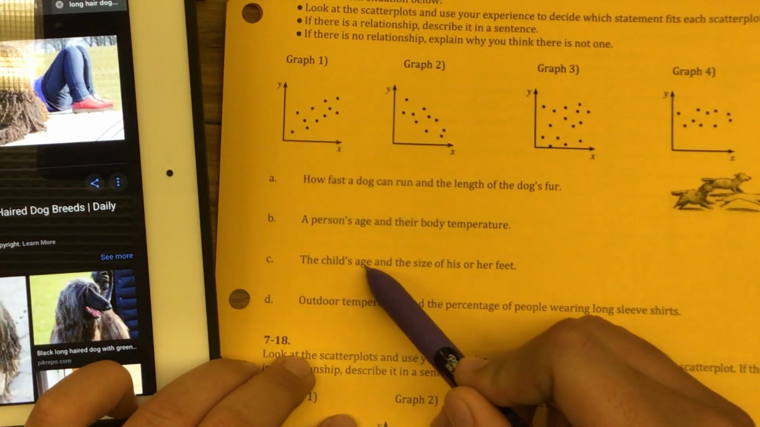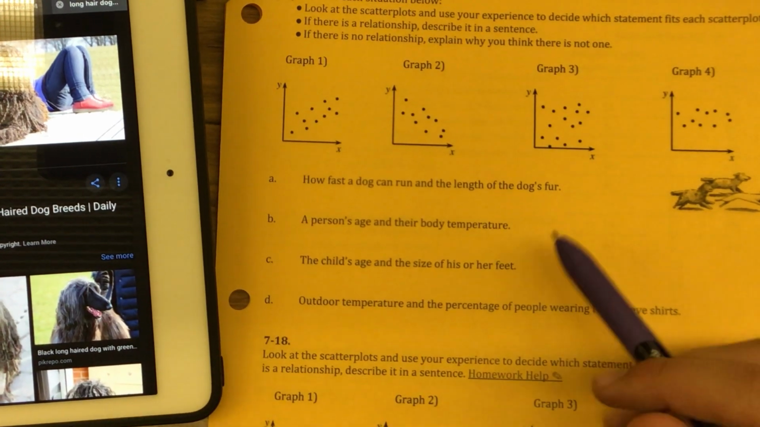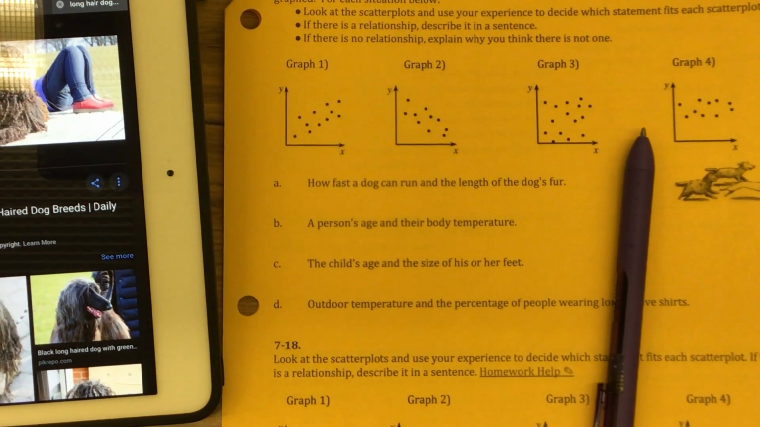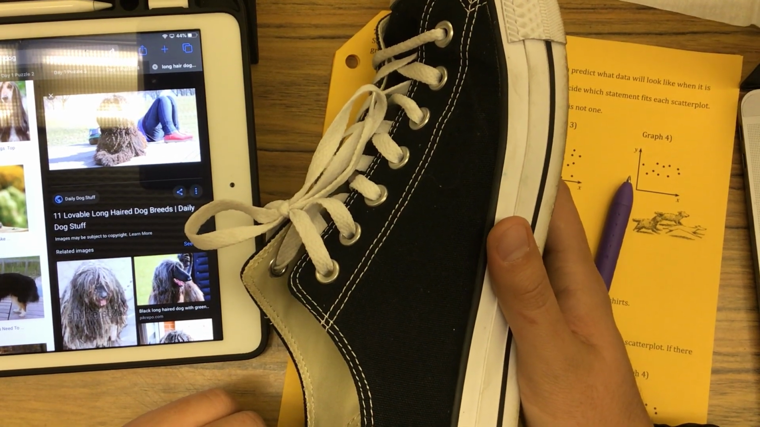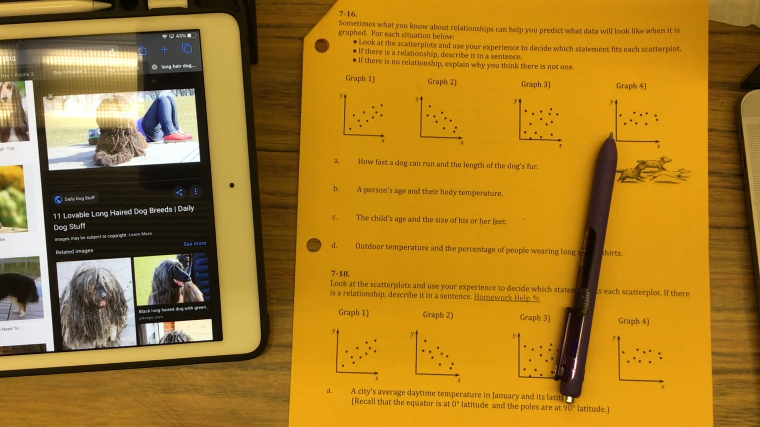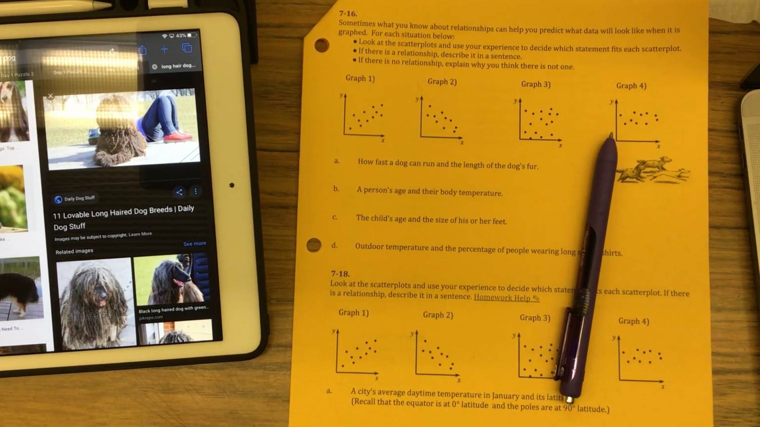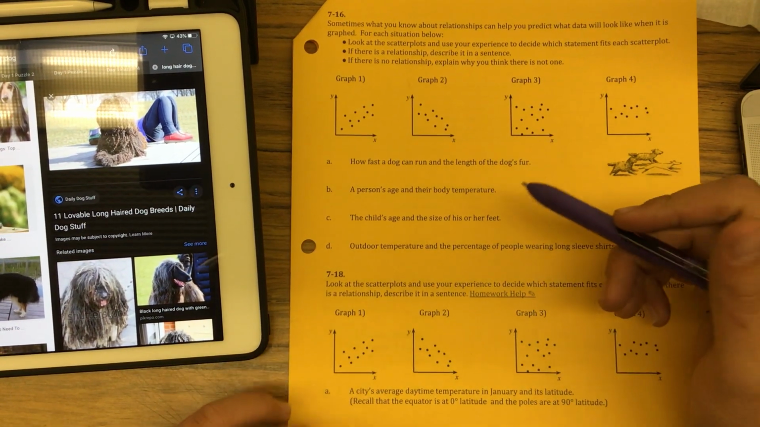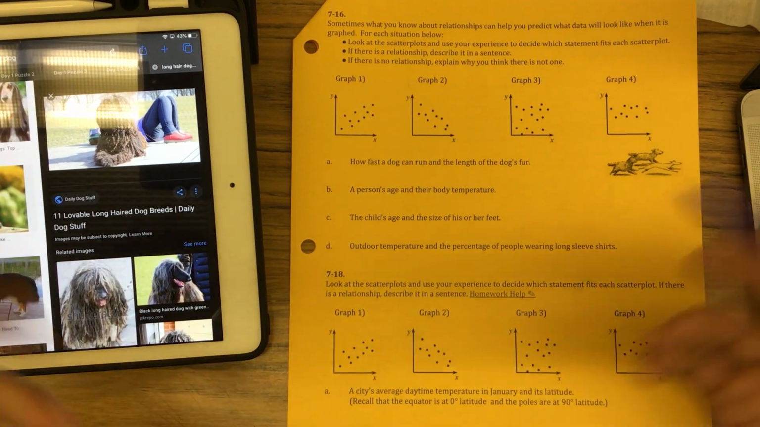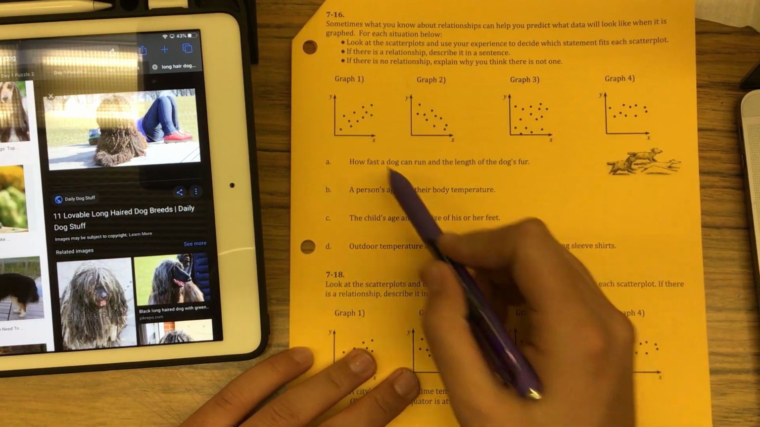The next one, a child's age and the shoe size of his or her feet. Well, when I was 0 years old, when I was born, my feet were not as big as they are right now. So here's my shoe. When I was a baby, I would not fit in this shoe. So as a person ages, and this is a child, so think of you. When you were in 3rd grade and when you're in 8th grade, do you think your shoe size increased or decreased or stayed the same? Or was it just random? When you're 2, it's big. When you're 5, it's small. And then when you're 6, it kind of goes in the middle. You never know. That's not going to be true. So that's going to be the first one.